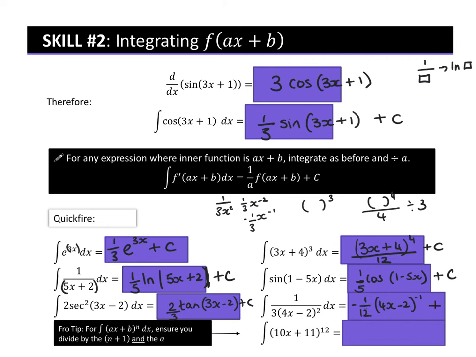And then for the second one, imagine, so we've got our bracket, 10x plus 11, integrate it, increase the power by 1, 13, divide by the new power, 13, plus c. But because we've got this bracket, we need to divide it as well by the differential of the bracket. 10x plus 11 differentiated is 10, so we're actually dividing it by 130.